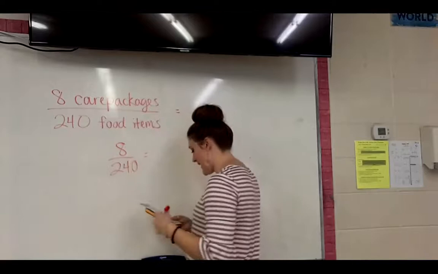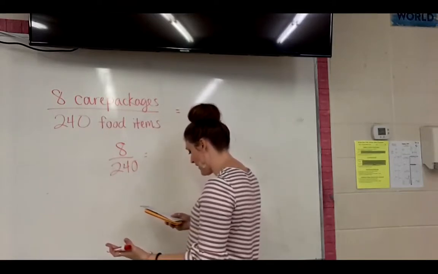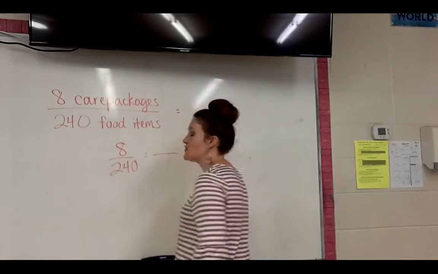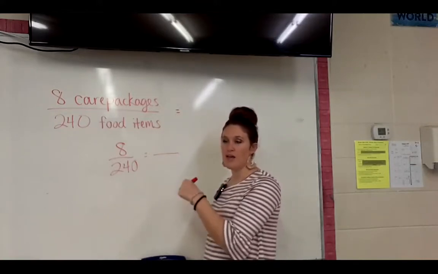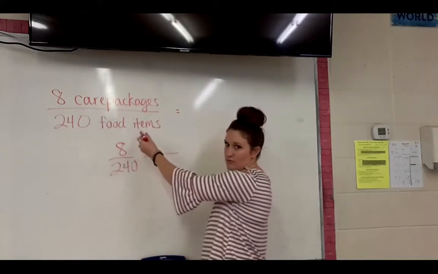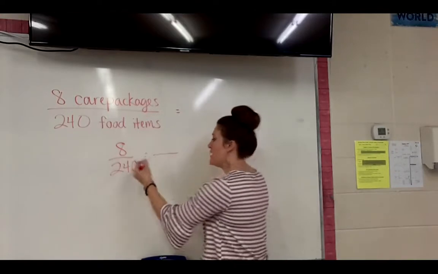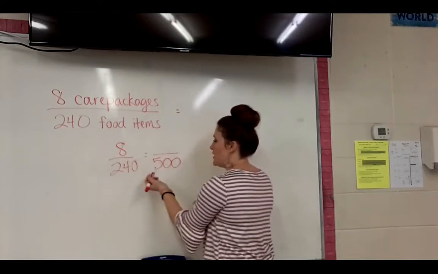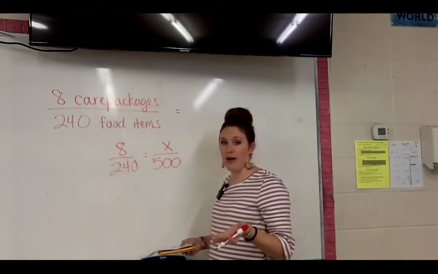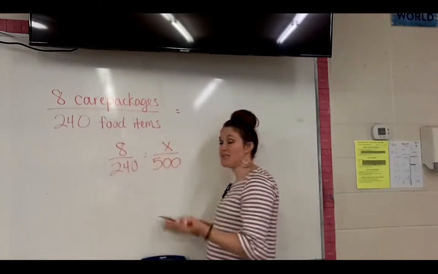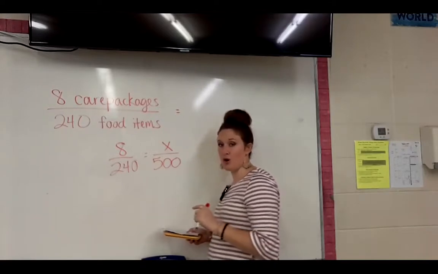So the question said, how many care packages can they make with 500 food items? So the only other number we have is 500. So we have to figure out if it would go on top or bottom. The 500 is food items, and I put food items on bottom, so it has to stay on bottom, which means I would have X on top because that's what I'm trying to figure out, how many care packages. If you had done these the opposite, that's okay as long as they were the same across.